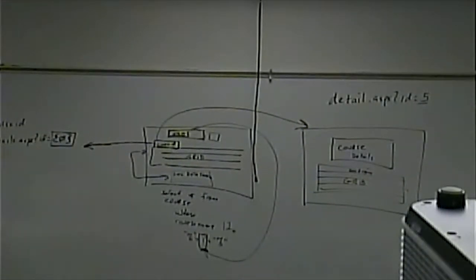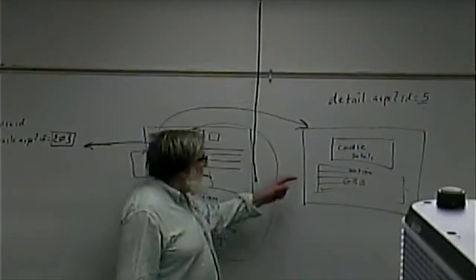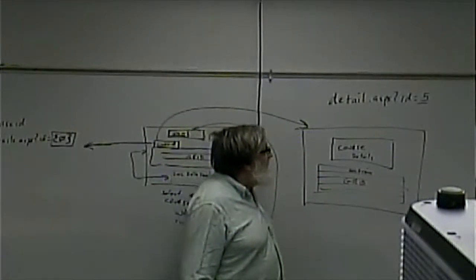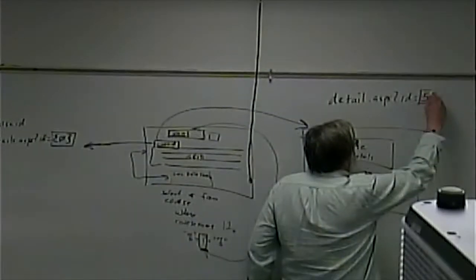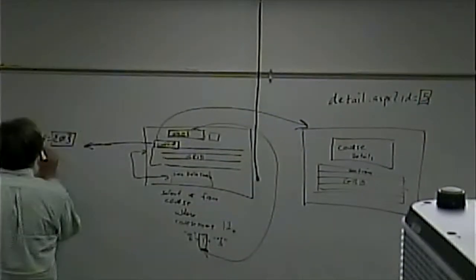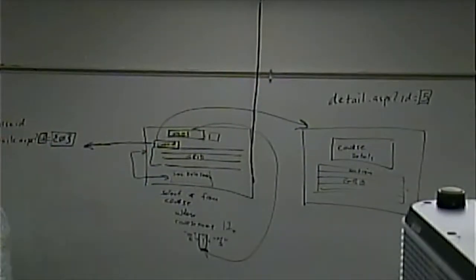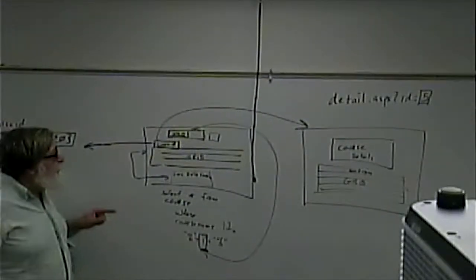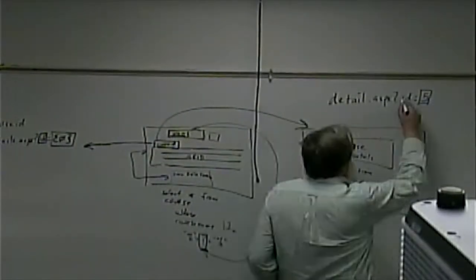So now, we want to pull up and populate these two things for the course with an ID of 5. Now, when I specified the name ID, I could have picked anything. It doesn't matter what I call it, as long as I call it the same thing on this page and on this page.